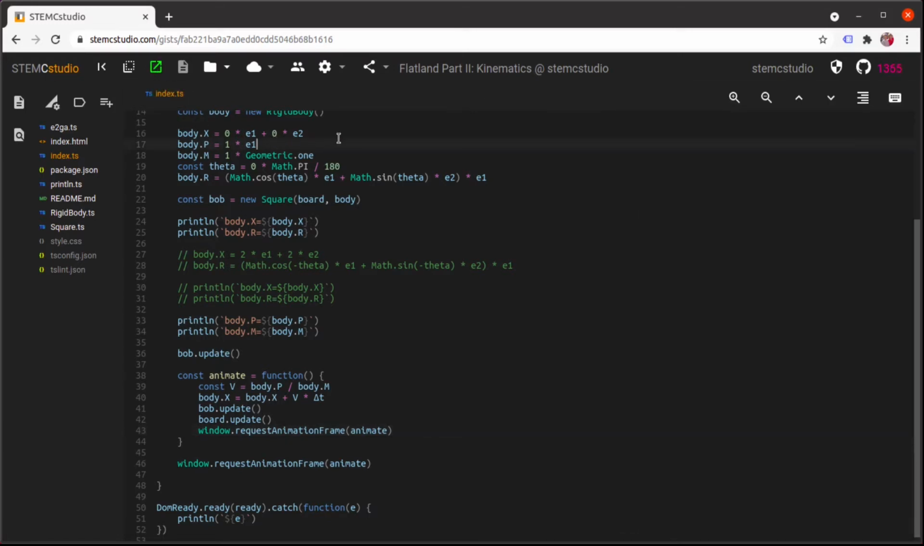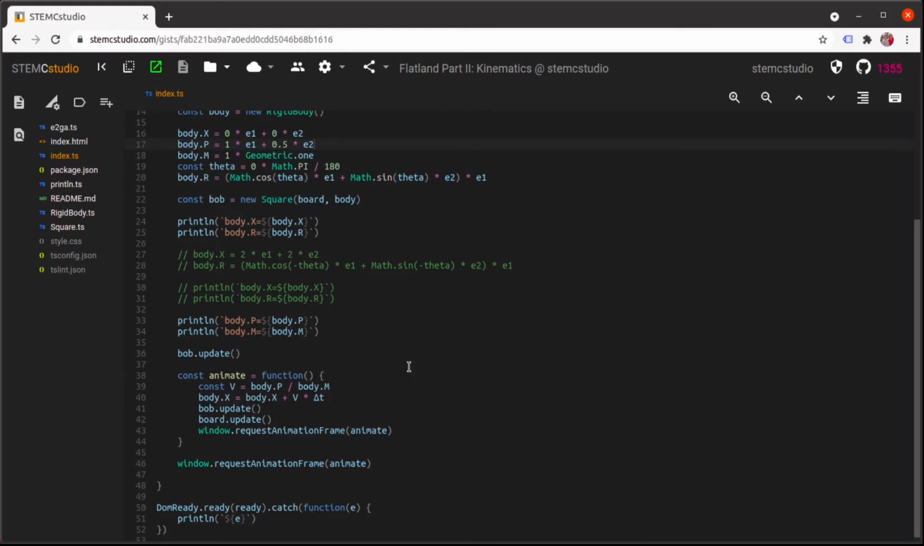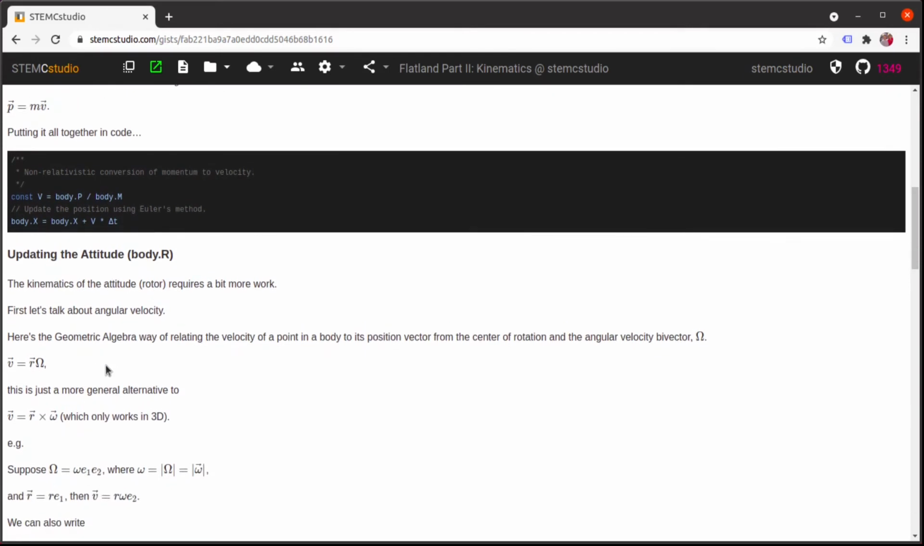And if we change the momentum and say we give it a little bit of momentum in, say, the E2 direction, so we're going up at a little bit of an angle. There we go. Off we go. So that's the first step in kinematics. Okay, back to the theory. Okay, so that's the position. It's fairly easy to do.